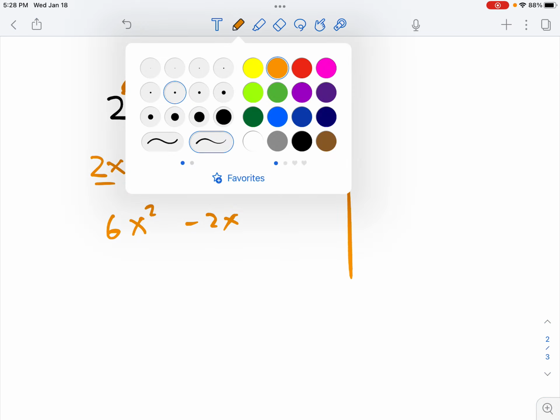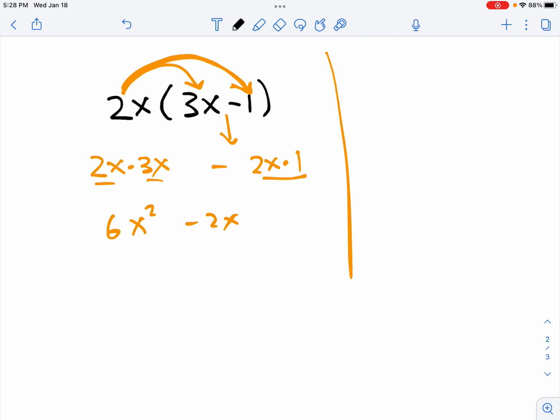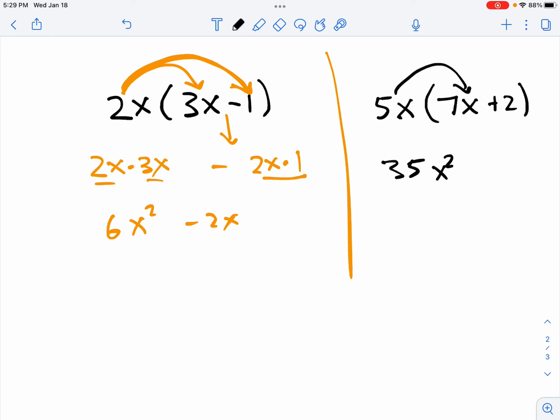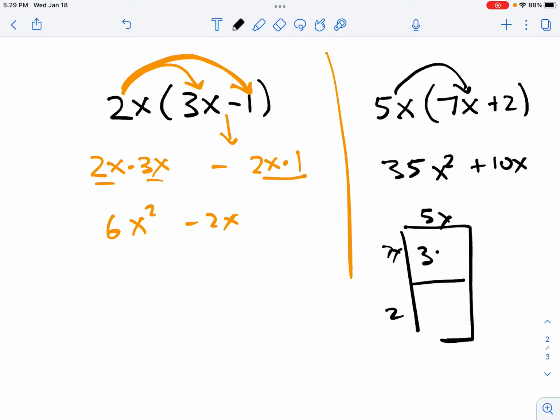Okay, let's do something like this. Let's say we've got 5x times (7x plus 2). 5x times 7x: 5 times 7 is 35, x times x is x squared. 5x times 2 is 10x. Now, you can also visualize this as 5x, and then 7x and 2. 5x times 7x is 35x squared, 5x times 2 is 10x. So you get 35x squared plus 10x.